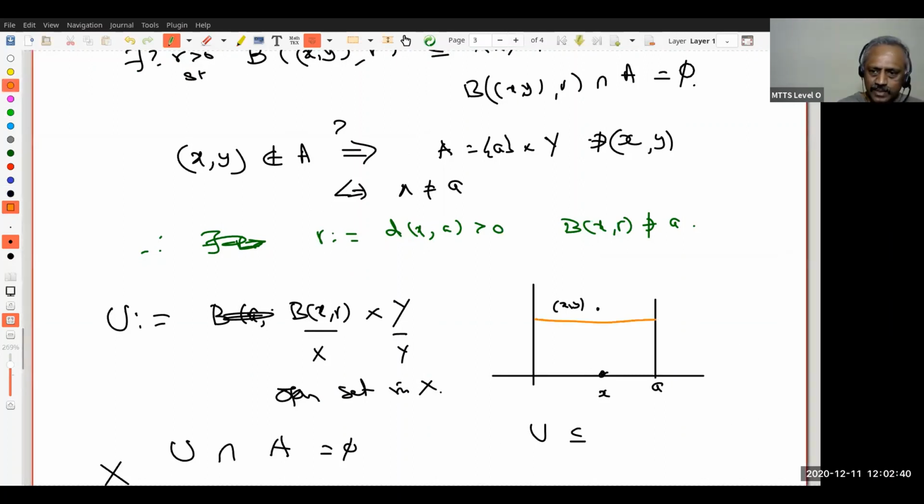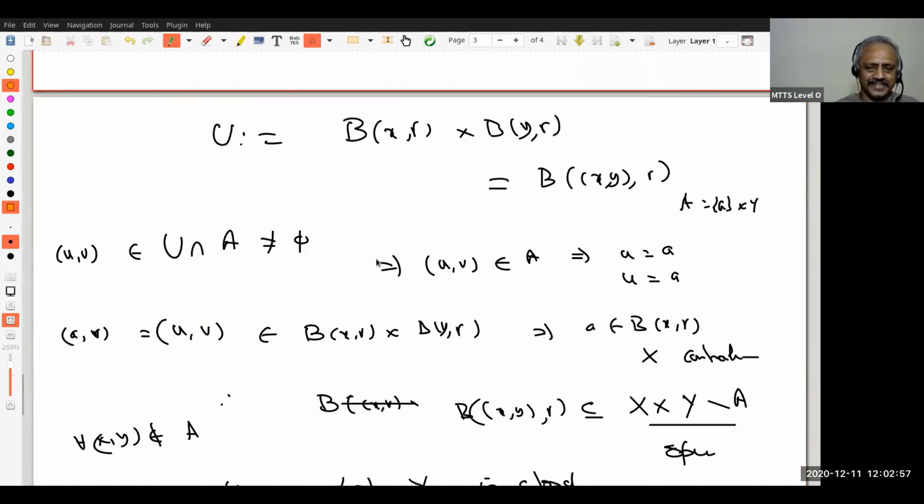Fix a Y and look at this. This will be X cross singleton Y, or B if you want. Okay. So whether this is closed, what is your guess? Yes, it's closed, right? Okay, very good.